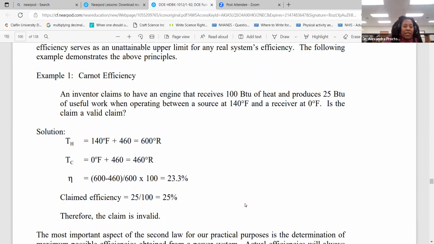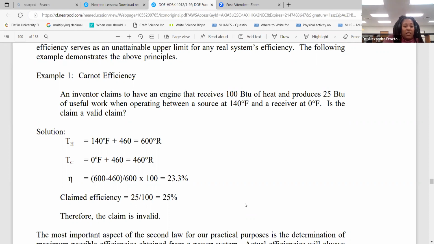So TH, we're going to have to convert these, remember, because the units used for this Carnot cycle are actually Rankine. So they actually convert the temperatures first before they use them for the equation. And that's why they add 460 to each of those Fahrenheit values. So TH is 140 plus 460, so that's 600 degrees Rankine. TC is 460 Rankine.